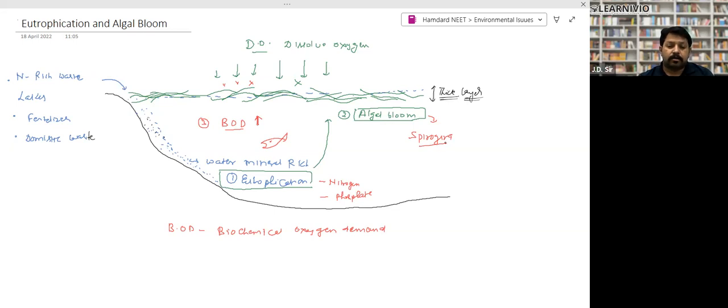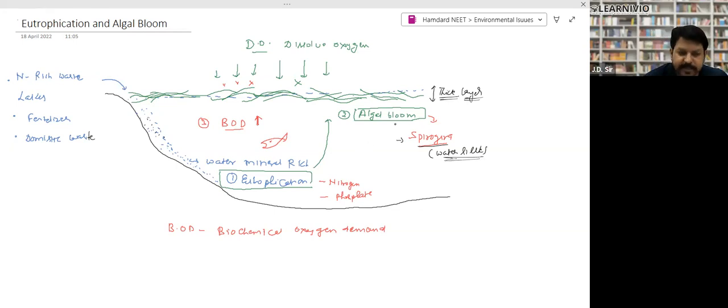Spirogyra is the main algae which causes bloom. There is some other name for this Spirogyra. Can anybody tell me the other name of Spirogyra? Come on guys, this is Spirogyra. Spirogyra is also known as water silk. We call it water silk. Remember? Okay. Now what happened?